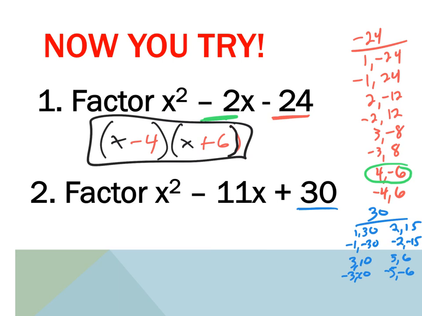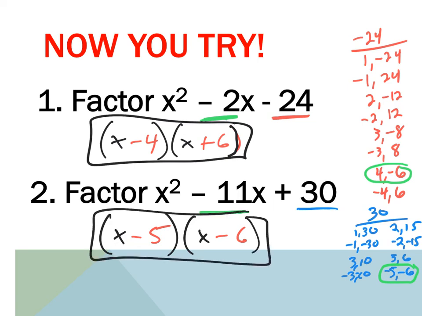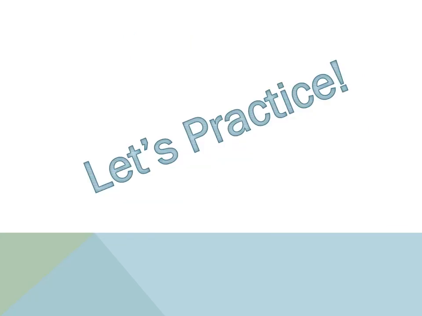And so if I look at which ones add up to negative 11, it looks like it's going to be the negative 5 and the negative 6. And so you should have got x minus 5 in parentheses and x minus 6 in parentheses, and that would be my final answer there. And again, remember you can always check by foiling it out to see if it matches that original expression after collecting like terms.